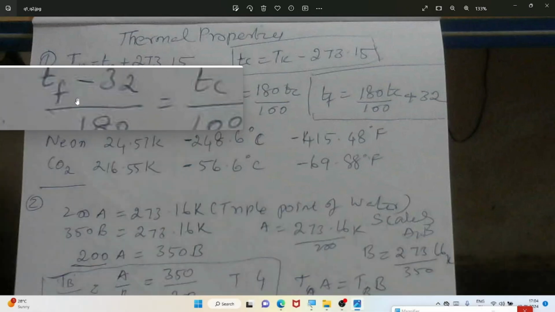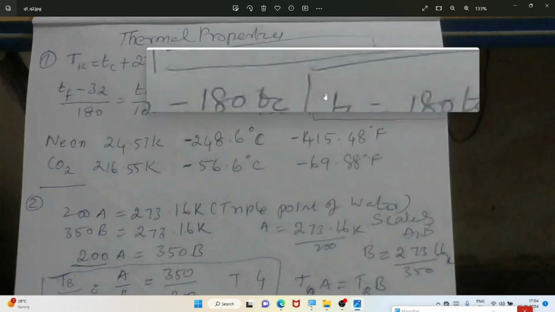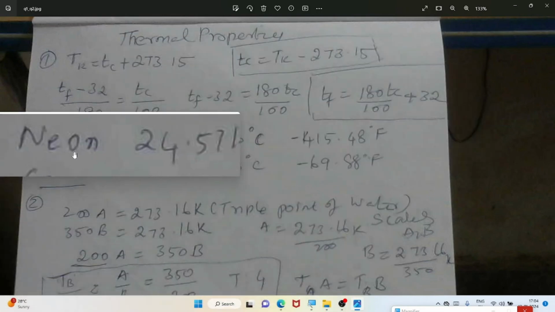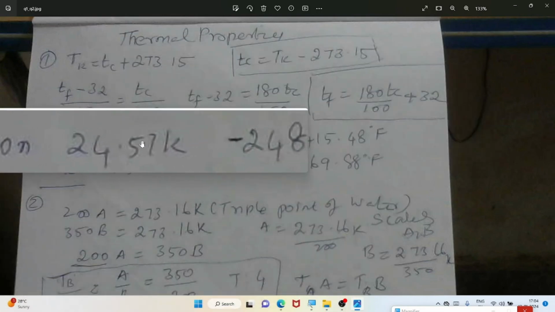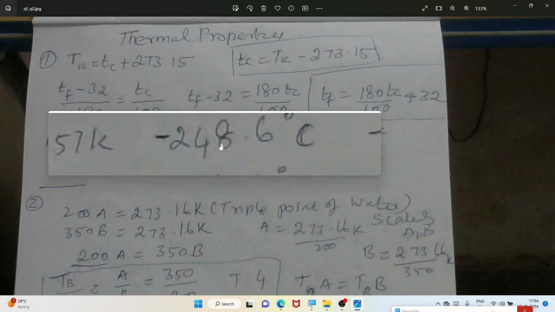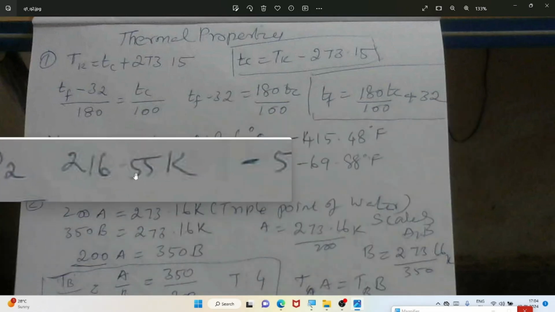So this is the Fahrenheit to Celsius conversion. Using these two formulas, for the neon, this much is the Kelvin, Celsius and Fahrenheit. For the carbon dioxide, this one.